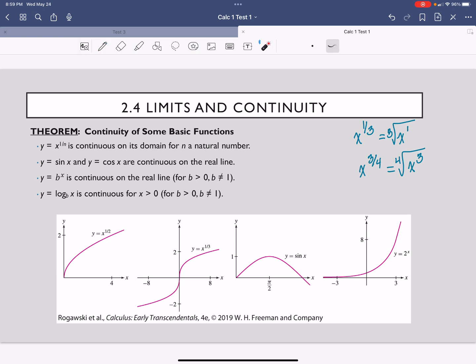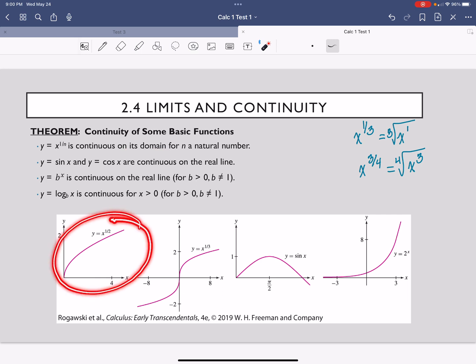So very often when you've got radicals, you are going to take that radical and turn it into a rational power, and that's what we're doing right here. That's what this function is that we're talking about. So here we've got continuity on some basic functions. X to the 1 over n is continuous on its domain. Continuous on its domain. So let's look right here.